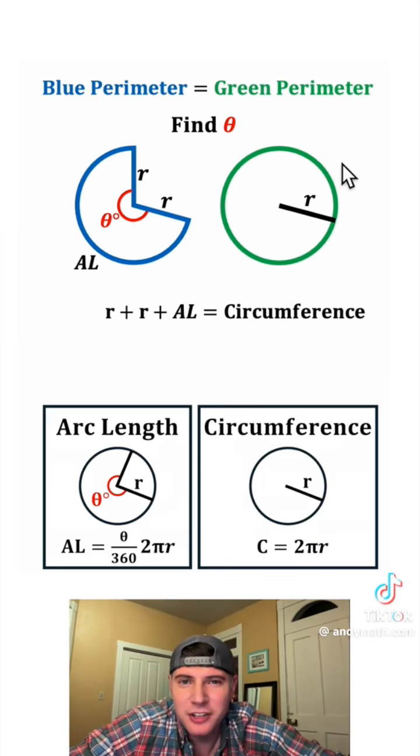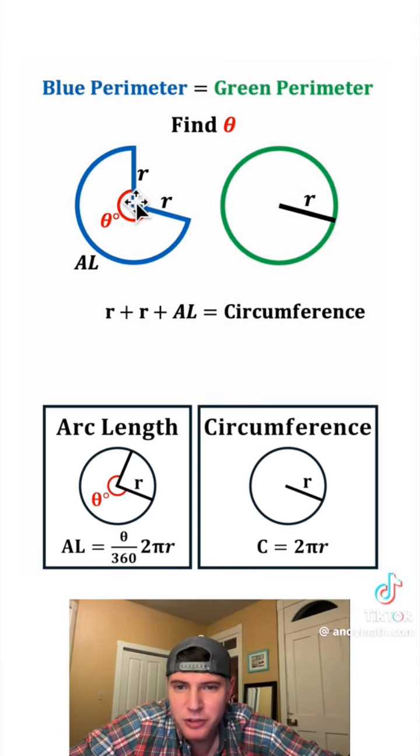Here are the notes for arc length and circumference of a circle. The circumference of a circle is equal to 2 pi times the radius, 2 pi r. And the arc length of a circle is a proportion of the entire circumference. It's the degrees of the central angle over 360 times 2 pi r.